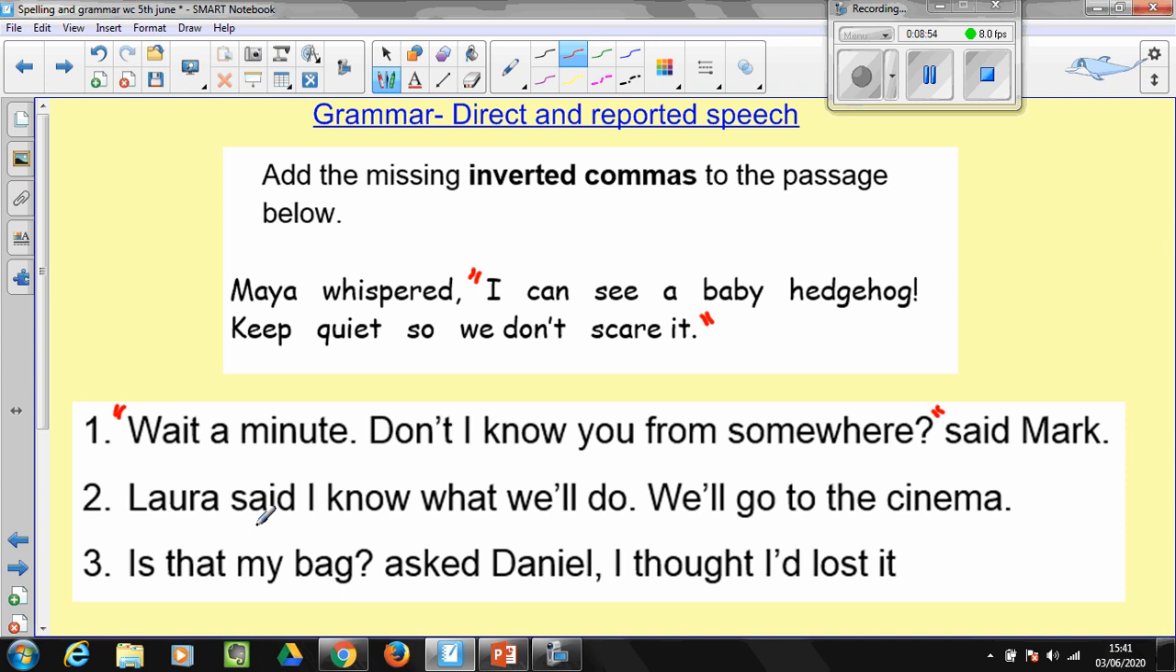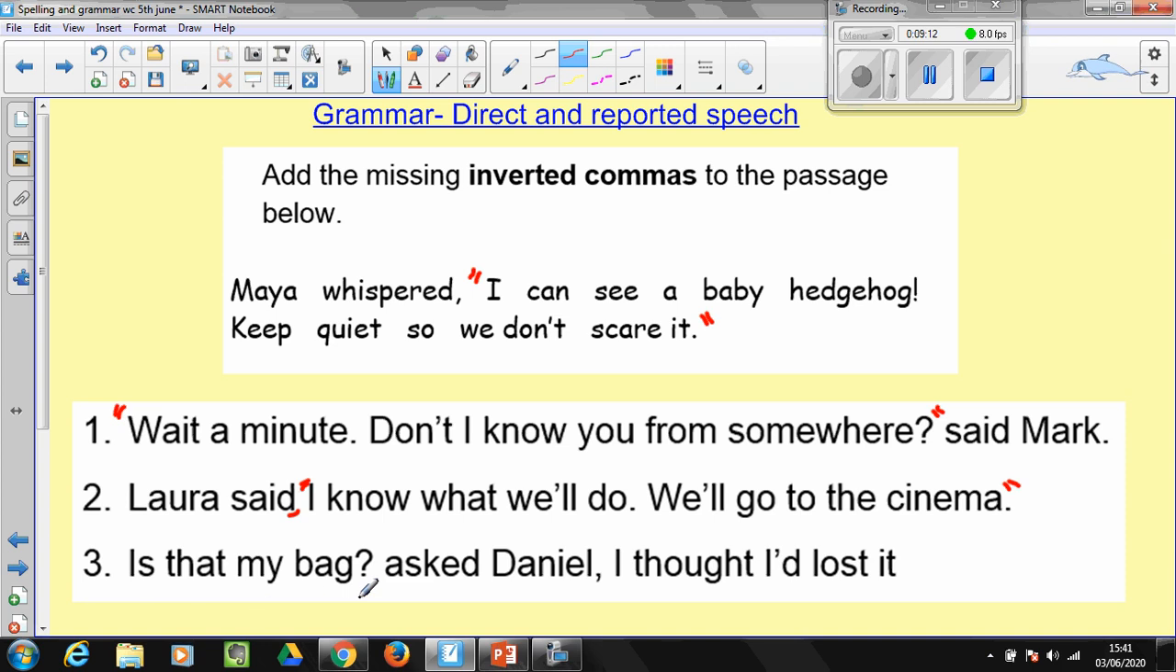Laura said, comma, I know what we'll do. We'll go to the cinema. All of this is what Laura's saying. So Laura said, I know what we'll do. We'll go to the cinema. And that full stop should be inside your closing speech marks.